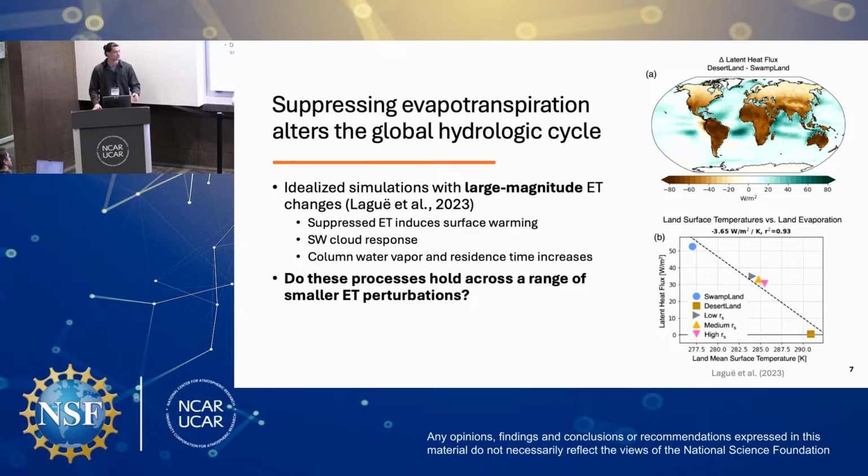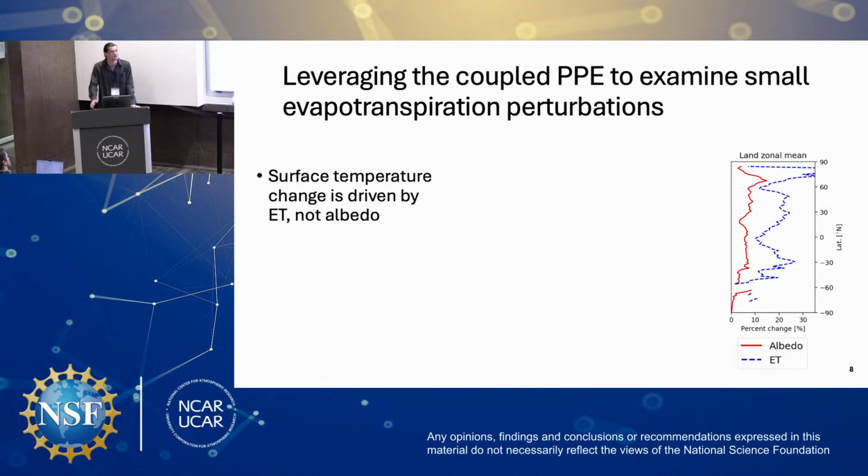So we have these 2 big end members, and what I'm interested in here is, first, whether those radiative-driven scalings are the same, and also whether the processes from these end member experiments hold across a range of smaller ET perturbations. To do this, I'm leveraging Claire's coupled PPE, which she really nicely explained, to examine small evapotranspiration perturbations. And since I'm thinking about warming, it's important to note that these surface temperature changes are primarily driven by ET and not surface albedo change.